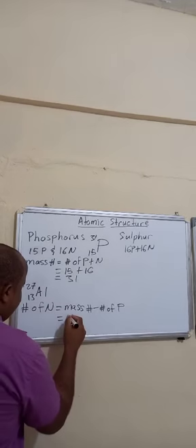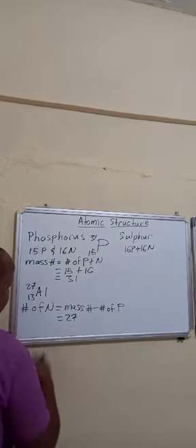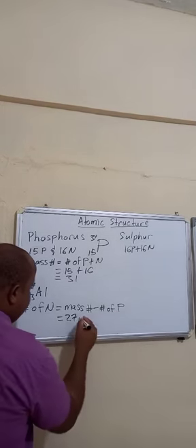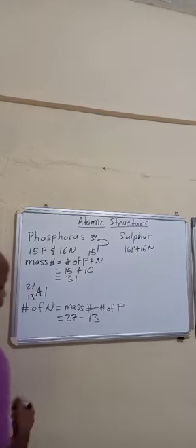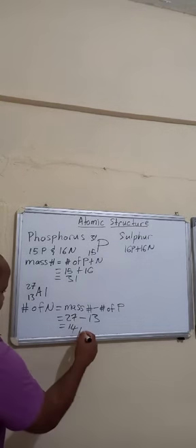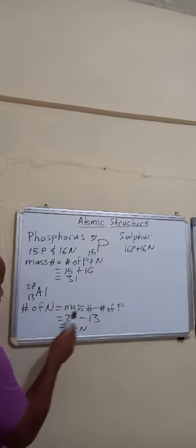So the mass number is 27 for aluminum. Atomic number, again, is the same as the number of protons. So it is 27 minus 13. So aluminum has 14 neutrons. And as you can see, if you add the number of neutrons and the number of protons, you will get back 27, which is the mass number.